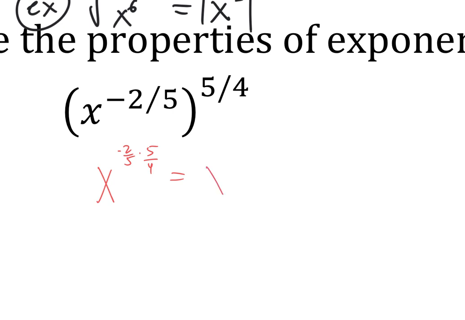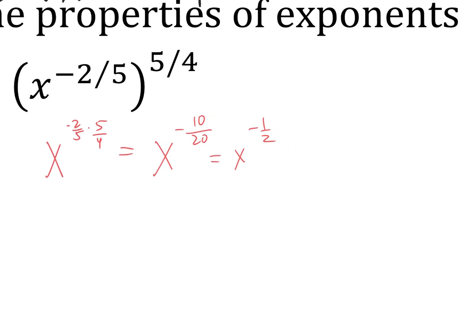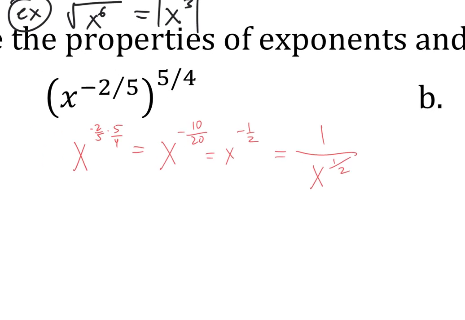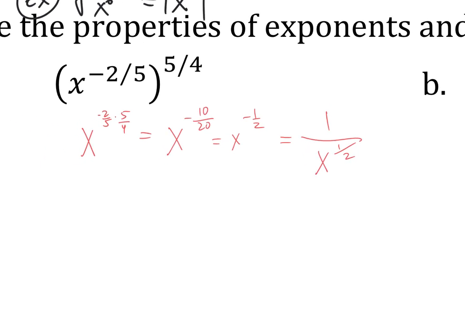All right, so this is x to the negative 10/20, which is x to the negative 1/2. And that negative power, remember when we have a negative, that drops something down to the bottom. That becomes positive. And a 1/2 power means a square root. So this is just 1 over the square root of x.